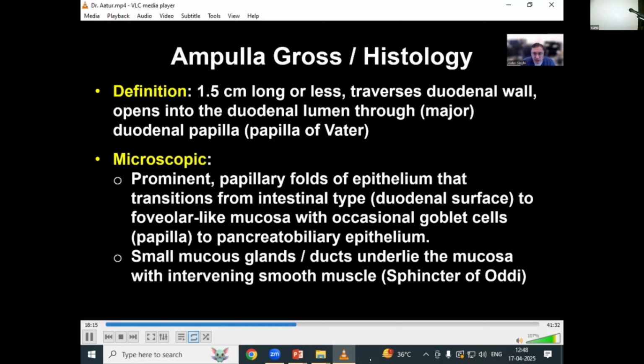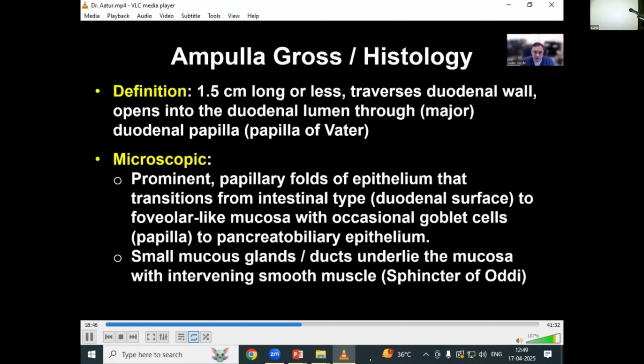Per most investigators, the ampulla is arbitrarily defined as about 1.5 centimeters long and traverses the duodenal wall, opening into the duodenal lumen through typically the major duodenal papilla, known as the papilla of Vater. Of course, minor papillary ampullary adenocarcinomas can occur, although they're quite rare, and often those minor papillary adenocarcinomas occur in the setting of pancreas divisum.